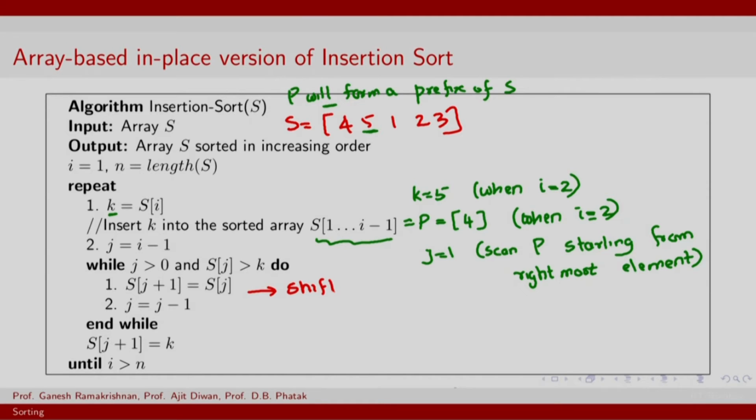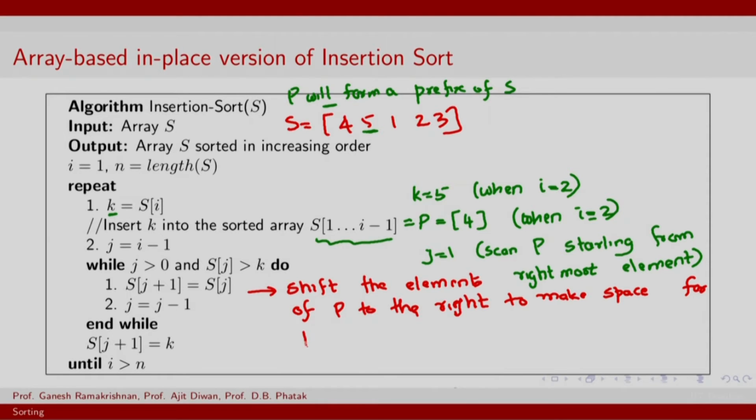This is saying shift the elements of P to the right to make space for K, until, so you do this until you find that Sj is already less than or equal to K.